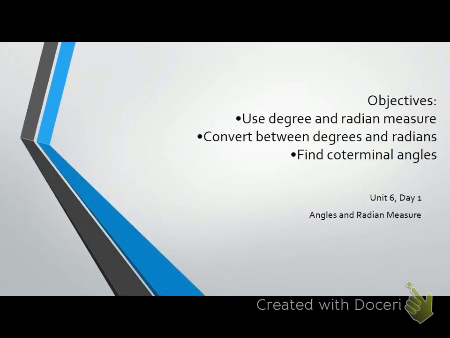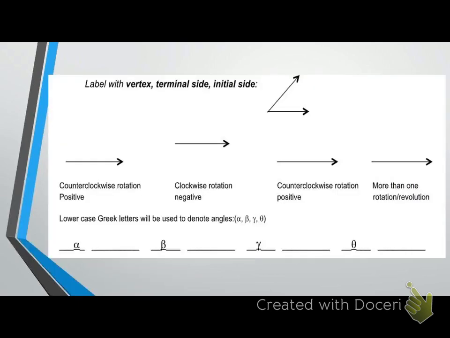So with this video, by the time we're done, you should be able to use a degree and a radian measure. You should be able to convert between degrees and radians, and then know what a coterminal angle is.